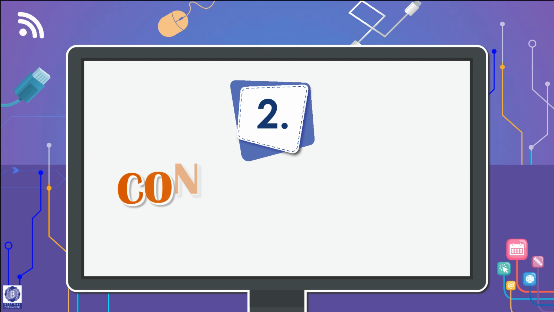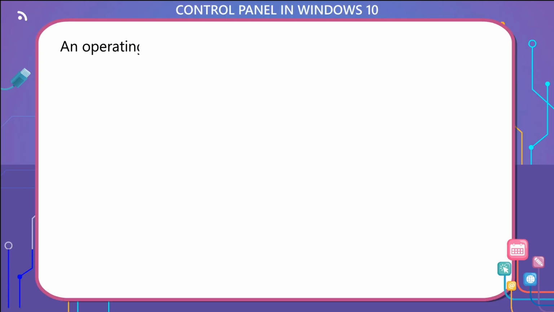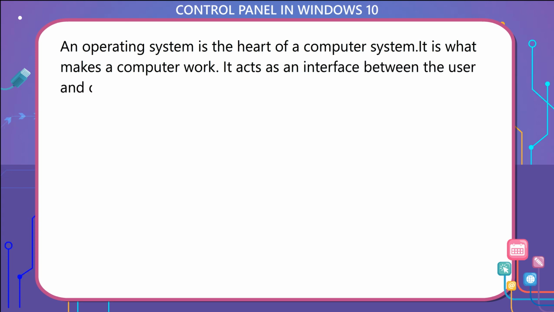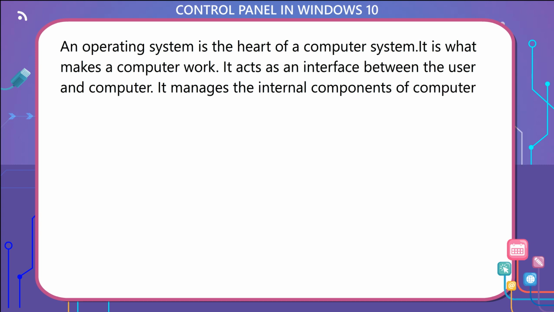Chapter 2: Control Panel in Windows 10. An operating system is the heart of a computer system. It is what makes a computer work. It acts as an interface between the user and computer. It manages the internal components of computer like CPU, memory, etc.